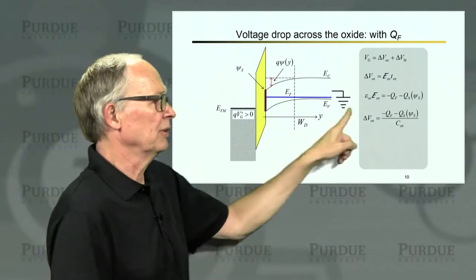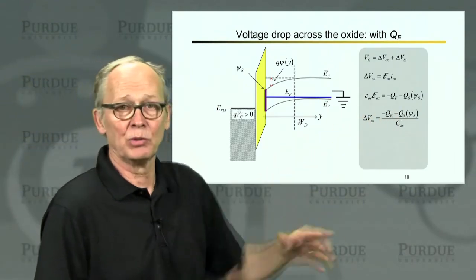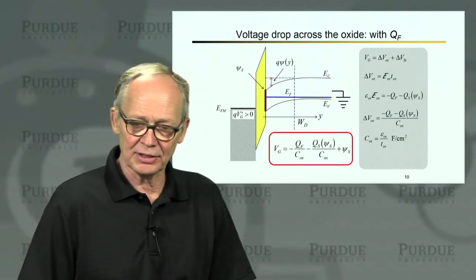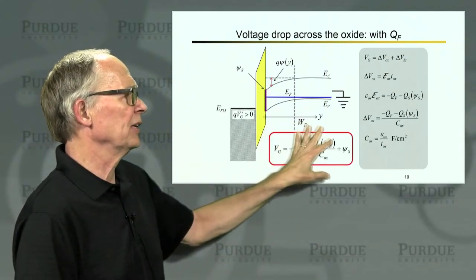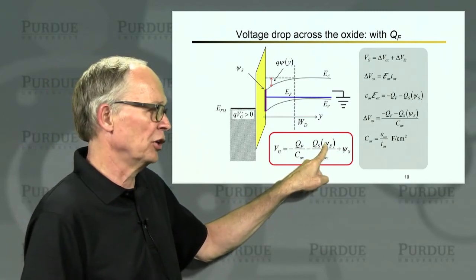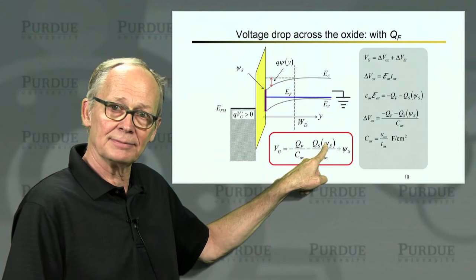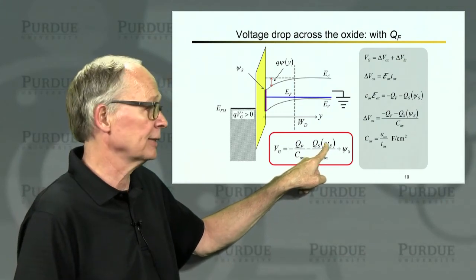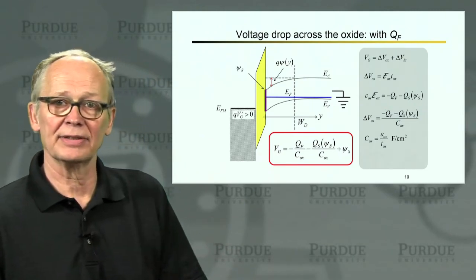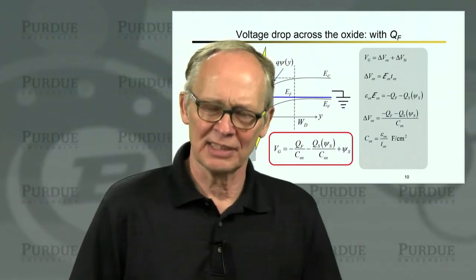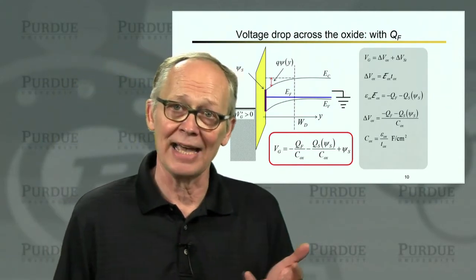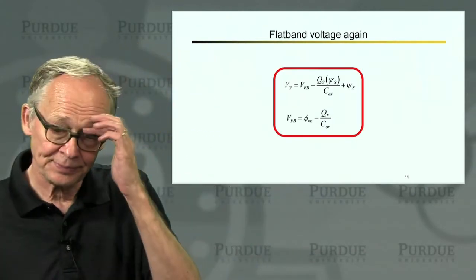Now when we compute the volt drop across the oxide, we just have more charge. That's all. Oxide capacitance is just what it was before. Everything is just what it was before. It's just that we have two charges. We have a charge per square centimeter in the silicon, in the semiconductor, whatever it is. And we have a charge per square centimeter at the oxide-silicon interface. We just have one more term. Just sort of like the metal semiconductor work function difference. We just have to add a term to what we had before.